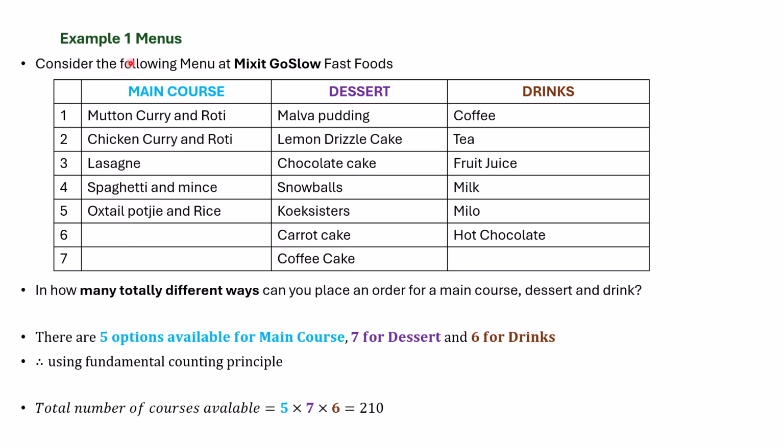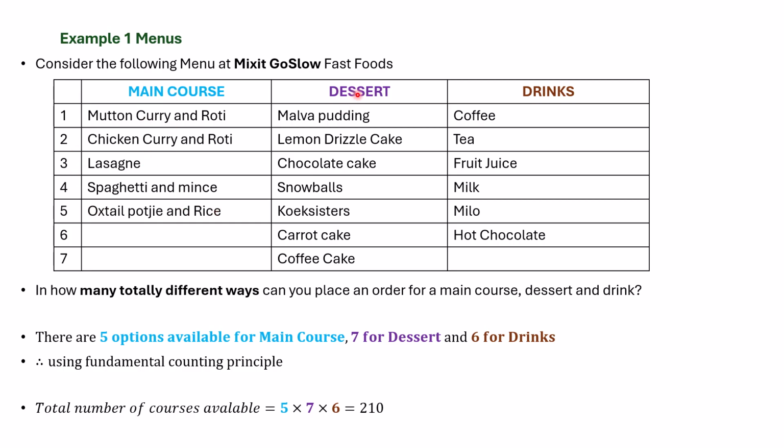So example 1 here, we're looking at a menu. Consider the following menu at Mixit, Go Slow Fast Foods. Right, they have a main course, they have a dessert, they have drinks. Under the main course, we have mutton curry and roti, chicken curry and roti, or if we're in Cape Town, chicken curry and a felici. Right, lasagna, spaghetti and mince, oxtail potjie and rice. So there's 5 choices there under main course.